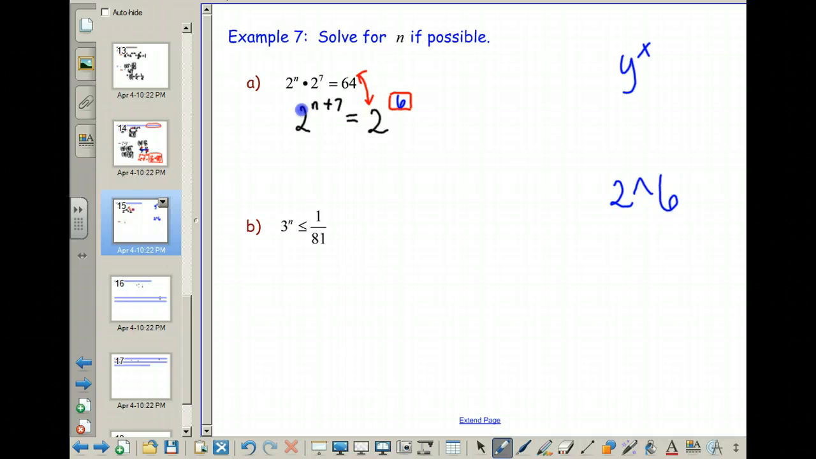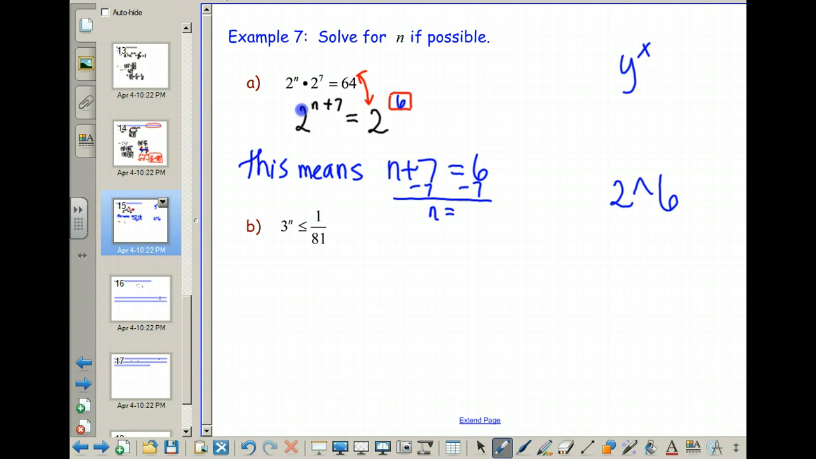In other words, this means n plus 7 must equal 6. If the bases match, which they do, they're both 2's, then the exponents also have to match because this is an equation. It's got the same on both sides. So what would I do then to solve n plus 7 equals 6? I subtract my 7, right? And what does n equal then? -1. So that is my solution, n equals -1.